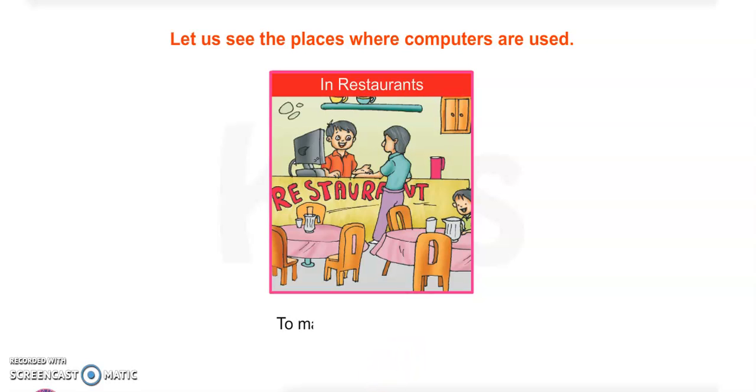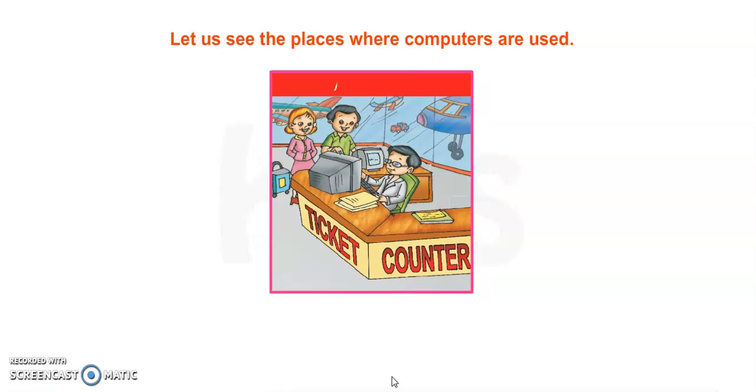Next, in restaurants, we use computers to make bills of food items. At the airport, computers are used for booking tickets, and for departure and arrival of the planes. They keep records of passengers like at the railway station, the same. Arrival, departure and timing of flights.